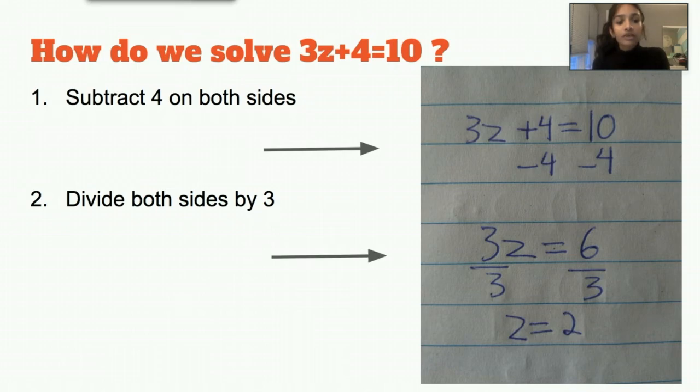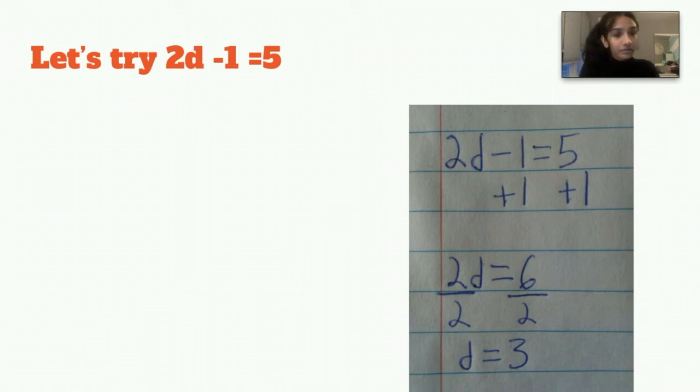Then we divide both sides by 3. So we have 3z divided by 3, that's z. And then we have 6 divided by 3, 2. So what does z equal? 2. Let's try 2d minus 1 is equal to 5.